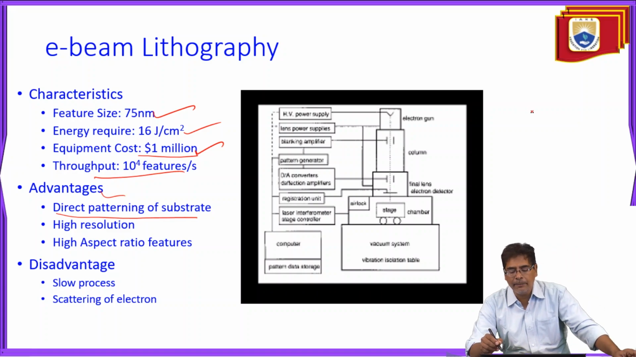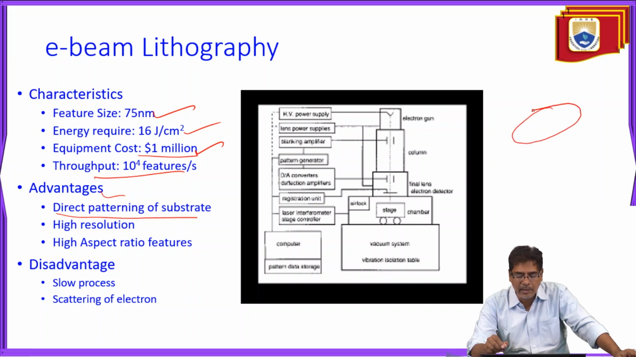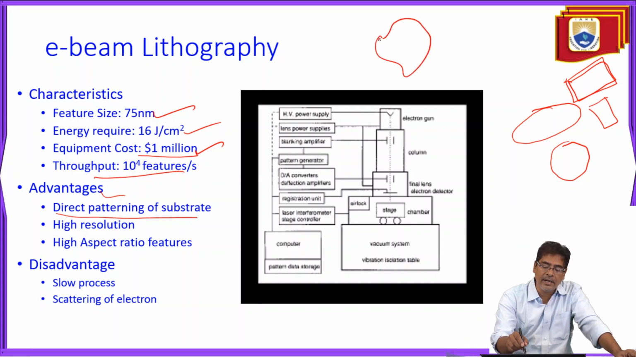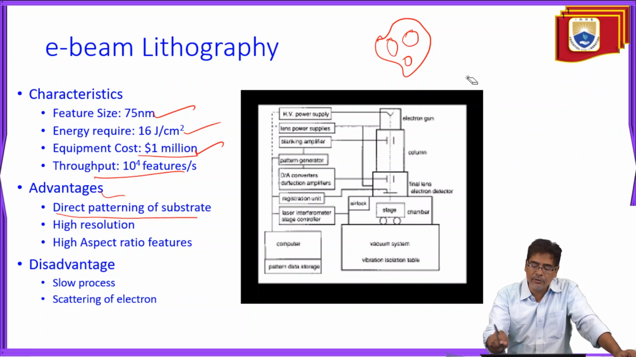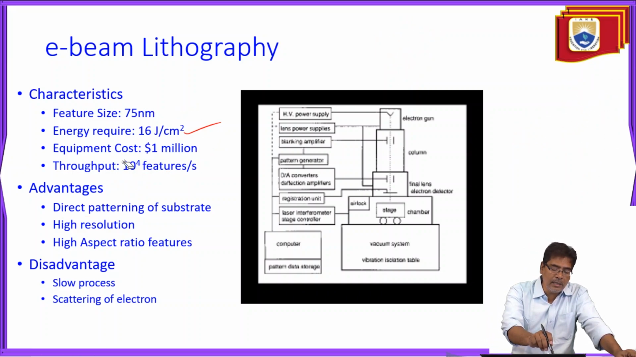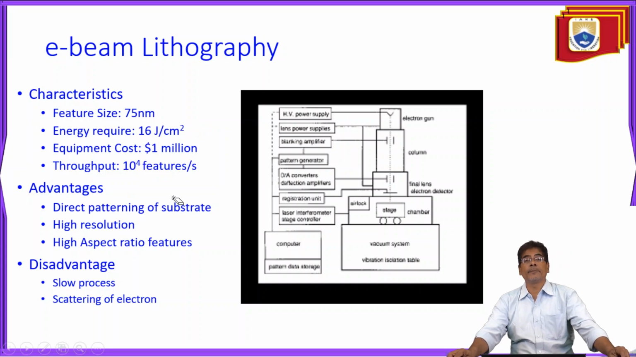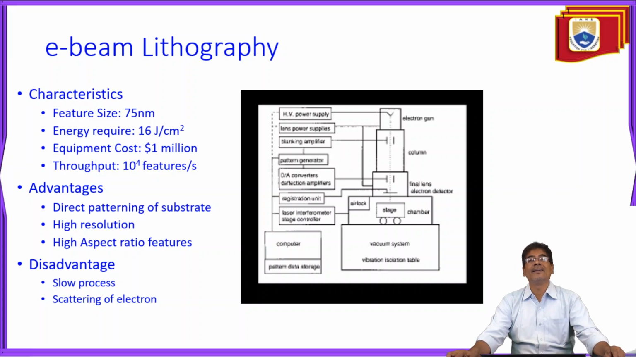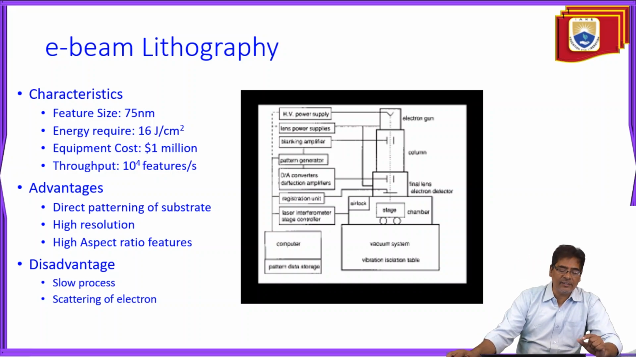Suppose I want to write an elliptical pattern, a circular pattern, a square pattern, or a rectangular pattern on a particular substrate, let us take silicon. If you want to write a circular pattern on a silicon chip, people generally go for E-beam lithography, because it is direct patterning. The pattern can be written on the substrate, and it has high resolution and high aspect ratio features.